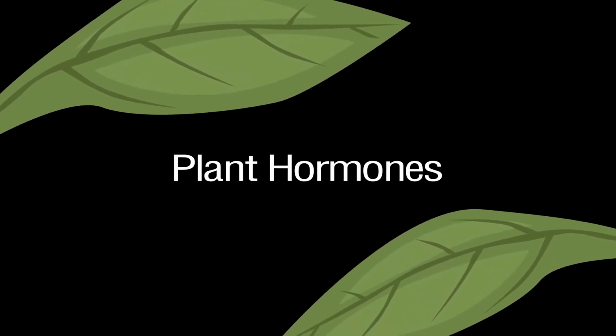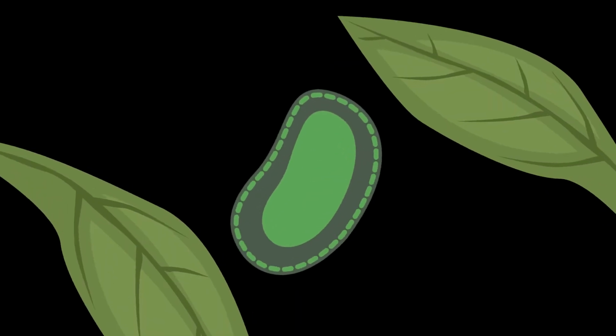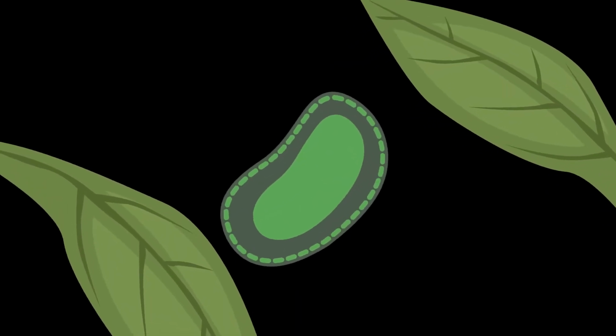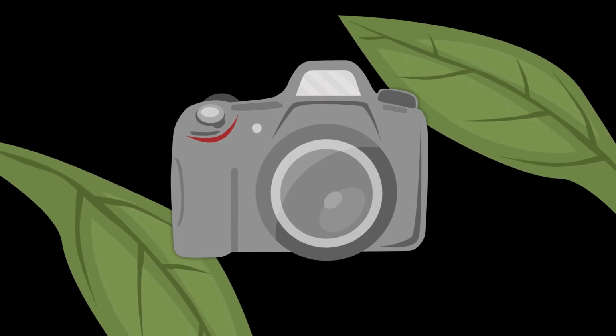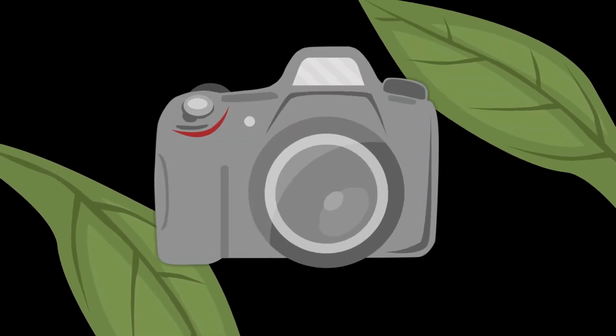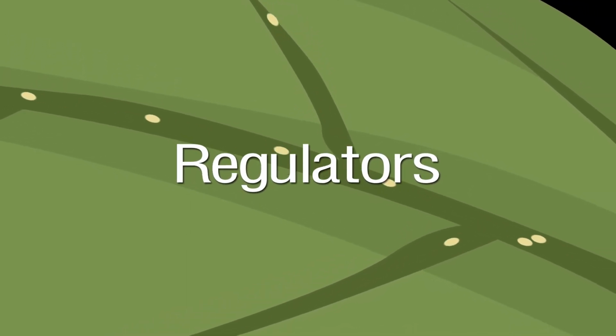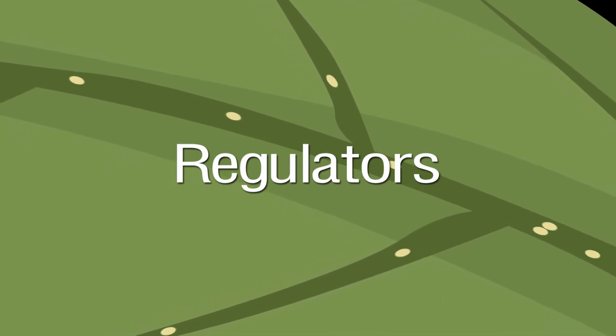In order for plants to grow and develop, their hormones act as regulators of gene expression. Similar to the way a tourist can turn on their camera, snap a picture, and then turn it off, plant hormones can also activate or inactivate genes. Thus, plant hormones can be deemed regulators due to their ability to modify or control physiological processes within a plant.